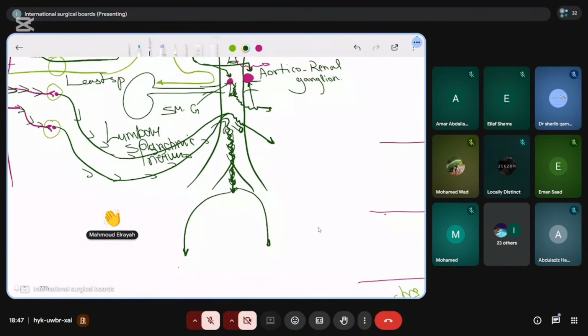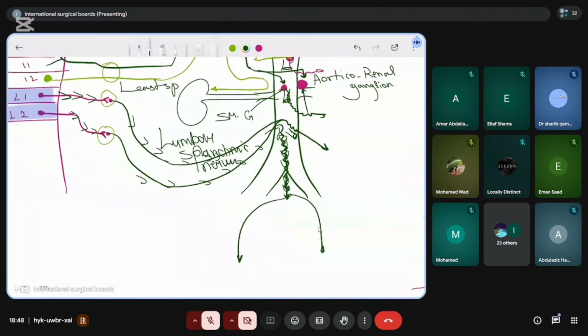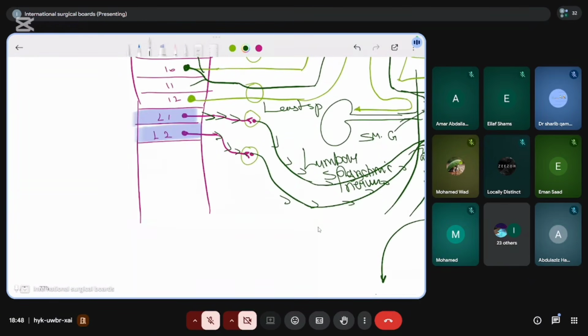Finally, last thing, sacral splanchnic nerves. We discussed thoracic splanchnic, lumbar splanchnic. Now in the end, sacral splanchnic. It's so simple. Sacral splanchnic nerves have a very weird story. It's a strange story.